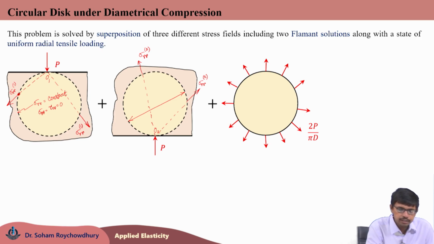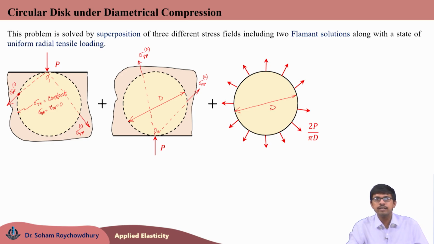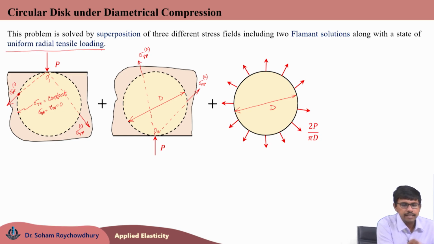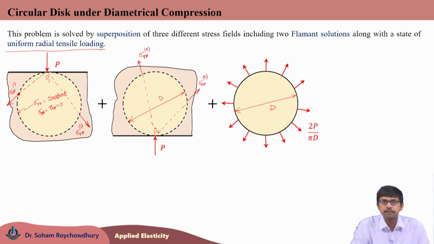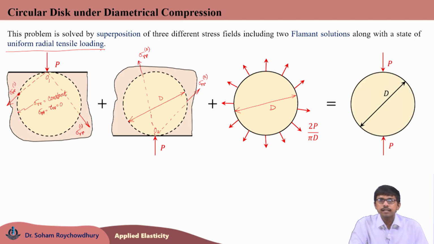For both the Flamant solutions, these diameters are d, which are touching either point O1 or point O2 for the first and second Flamant solutions respectively. For the third case also, we are considering a circle of diameter d, which is having a state of uniform radial tensile loading of intensity 2P by pi d. Now, I will show that the superposition of these three states of stress will result in the required state of stress, that is a disk of diameter d subjected to the diametrical compression of compressive load P.